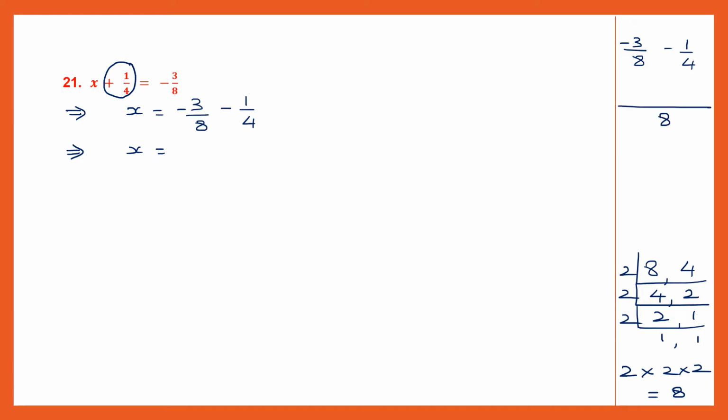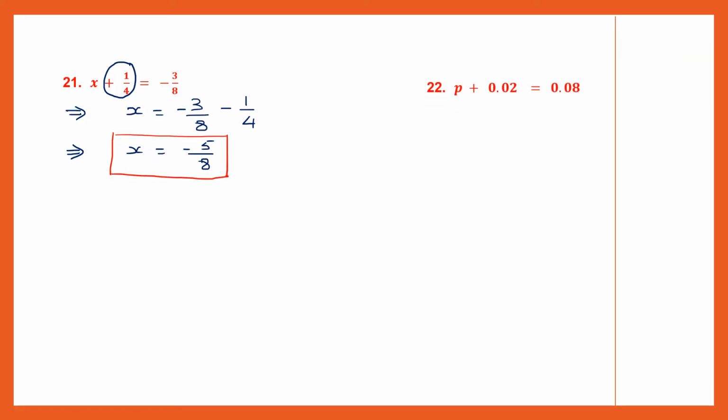So now let's see. 8 1s are 8, so minus 3 into 1 is minus 3. 4 2s are 8, so minus 1 into 2 is minus 2. So here we have minus 5 by 8. Minus 5 by 8. So that is our answer to this question. The value of x here is minus 5 by 8.